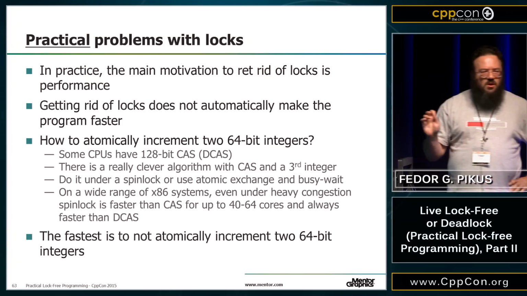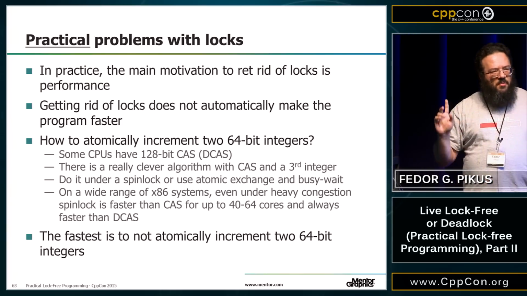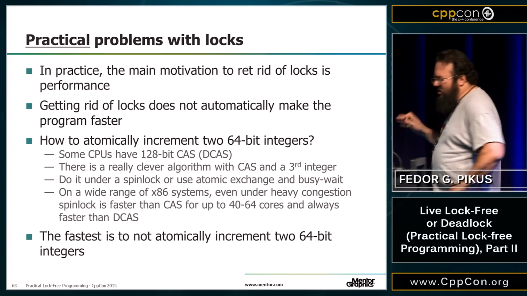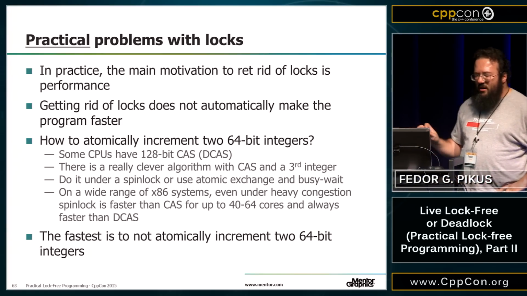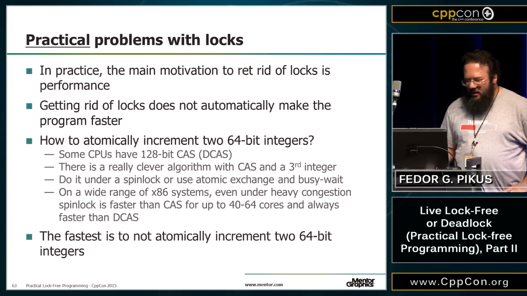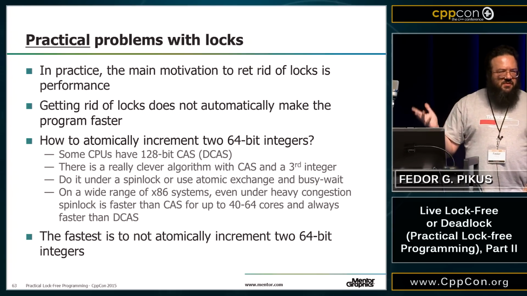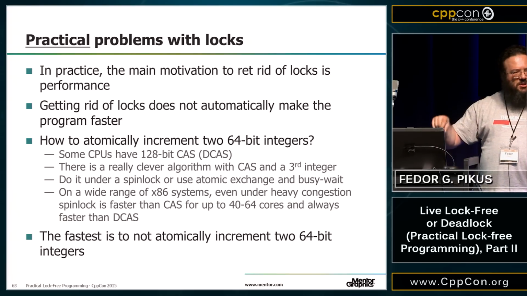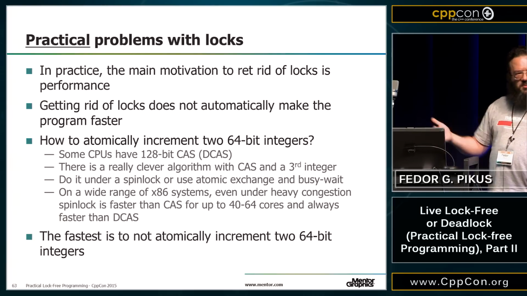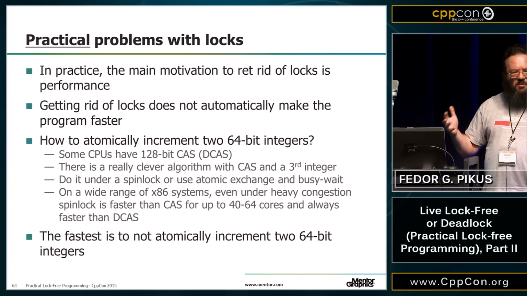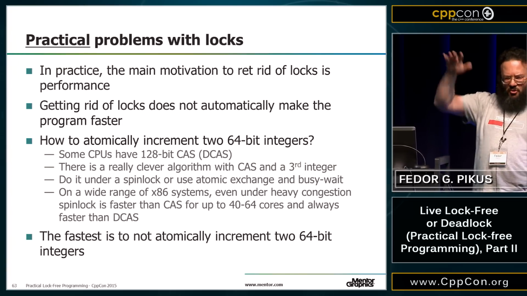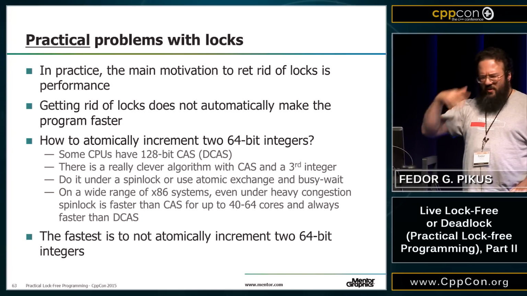There is a really clever algorithm with compare and swap in the third integer that I'm not going to show you. I mean, you can look it up. It's really clever. It's not particularly fast. Do it under the spinlock, which is a variant of that. The spinlock is the third integer. Or you can use one of the integers that you have as a spinlock. For example, if you don't normally get 0, you can use that one of the integers, dropping it to 0 as a sign that the whole thing is locked.